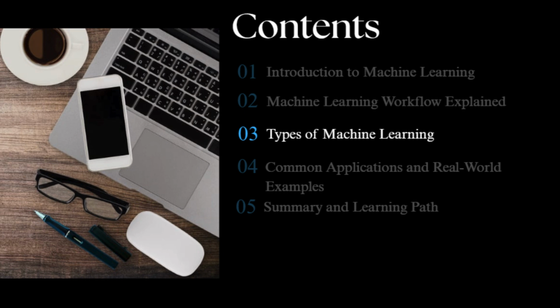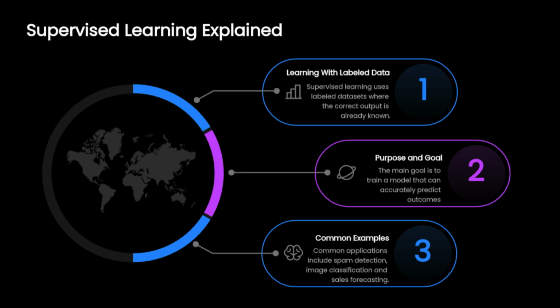First, supervised learning, where models learn using labeled data to make accurate predictions. Second, unsupervised learning, where patterns and insights are discovered from unlabeled data without predefined outputs. Third, reinforcement learning, where models learn through trial and error by interacting with an environment and receiving feedback in the form of rewards. Understanding these learning types is essential to choosing the right approach for real-world AI and machine learning applications.